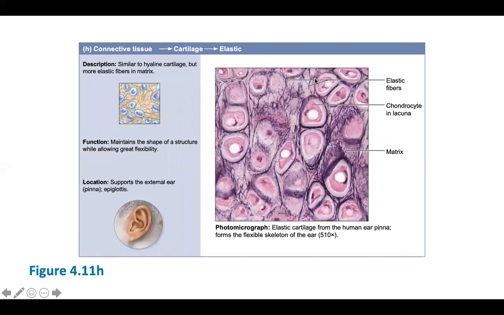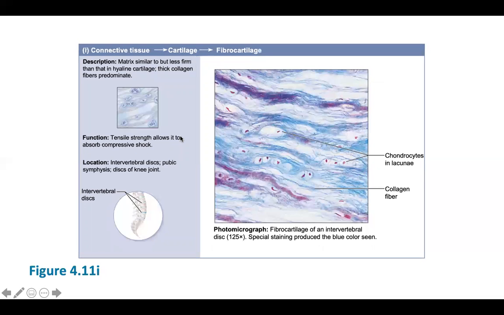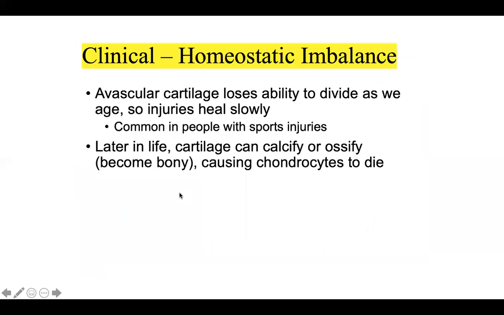Here is a chondrocyte in a lacuna. So this circle spot is the lacuna, the lake in which it resides. Out here we have the matrix, and embedded in the matrix are those elastic fibers. Here's an example of an ear, which has elastic cartilage in it. Here's an example of fibro. The intervertebral discs in the knee were our example. Again, just more fibers.